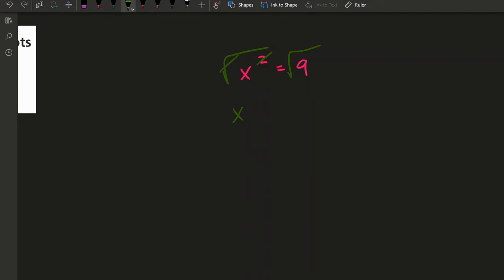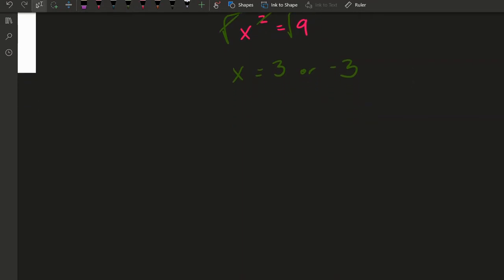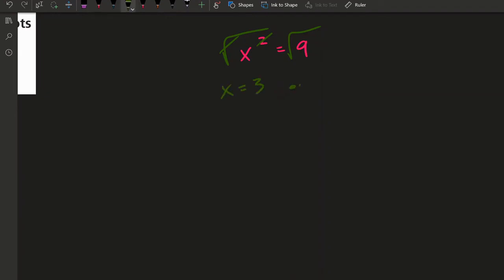However, the thing that you have to remember is the square root of 9 is 3, but it is also negative 3. Because 3 times 3 is 9, but negative 3 times negative 3 is also 9. So I would get this equation here. If I take the square root of 9, I would get x equals 3 or x equals negative 3. Since that's a very simple equation, I could say x equals 3 or negative 3. Or if you're feeling saucy, you could say x equals plus or minus 3.